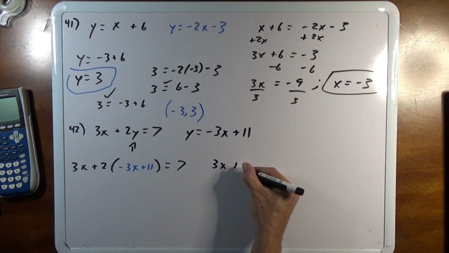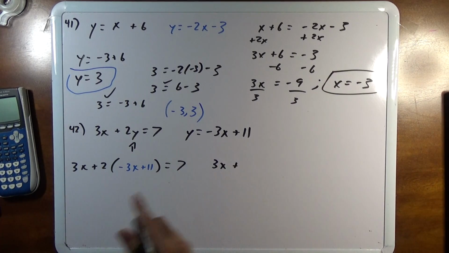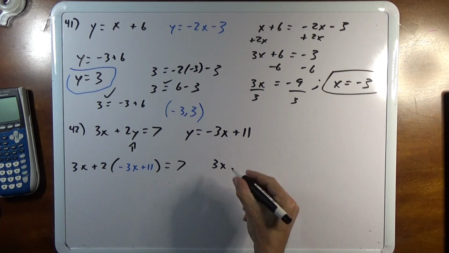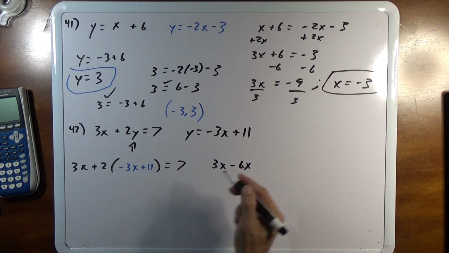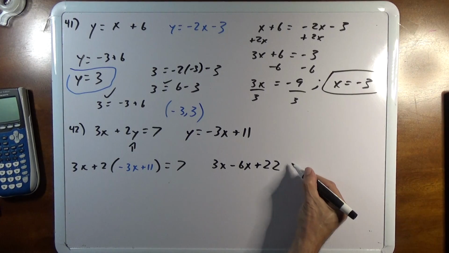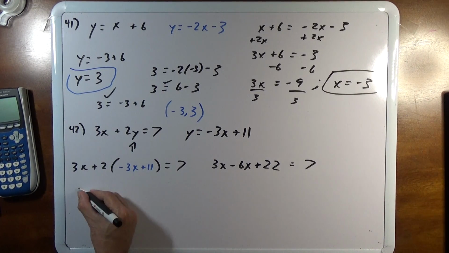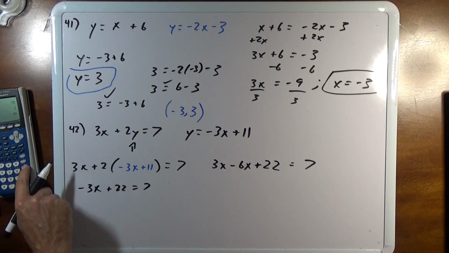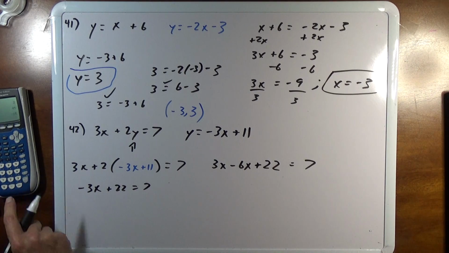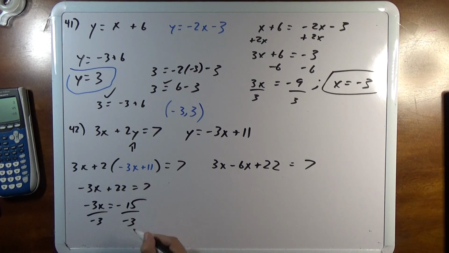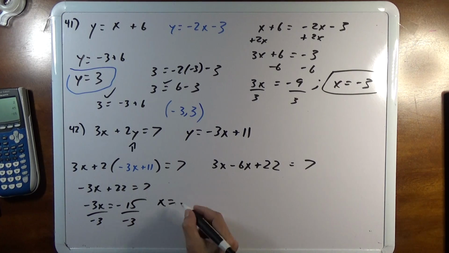So I get 3x plus 2 times negative 3x, so I'll just write minus 6x, and then 2 times 11 plus 22 is equal to 7. 3x minus 6x is negative 3x plus 22 is equal to 7. This should come out nicely. Negative 3x is equal to negative 15. Divide by negative 3. X is equal to 5.